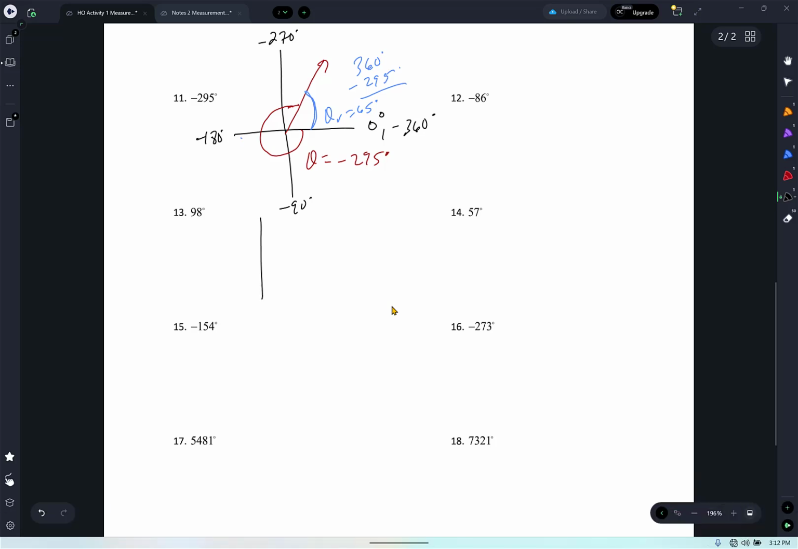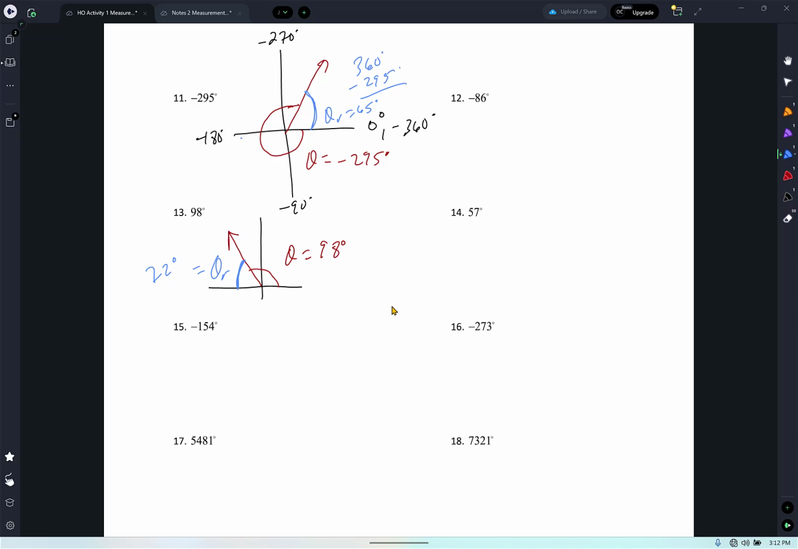Where's the 98 degrees at? Second quadrant. Closer to the vertical axis than the horizontal axis. But that's okay. Here's my reference. It's not 8 degrees. How do I find my reference? 180 minus 98. What is that? There you go. Do you see how we did it, guys?